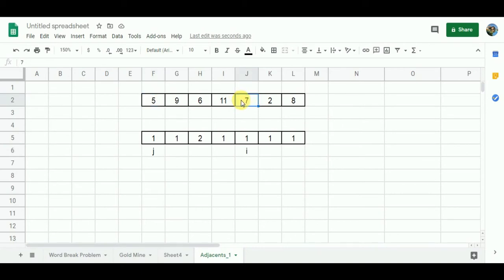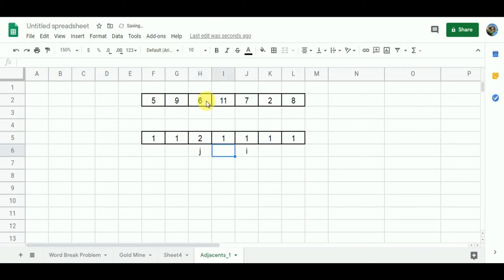7 minus 5 is 2. Nothing happens, because it violates our condition. Then J moves here. Again 9 and 7, so the difference is 2. Nothing happens. J moves one cell to the right.